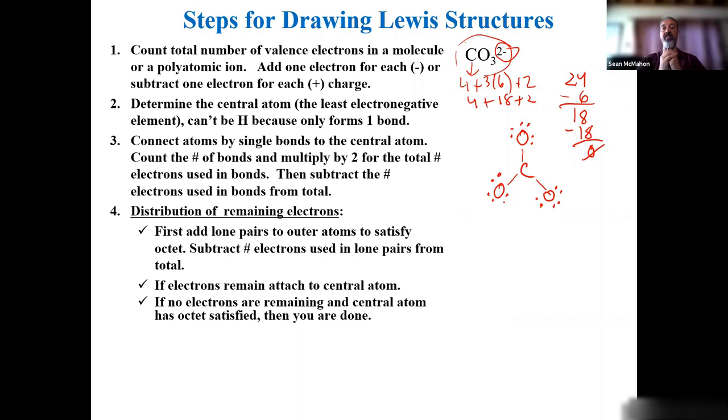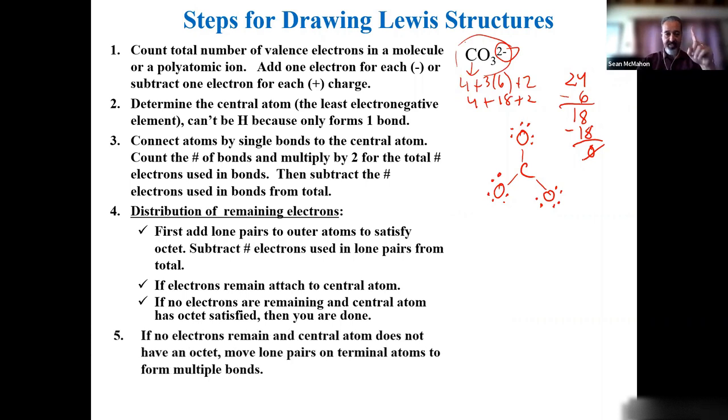If no electrons are remaining and the central atom has an octet, I'm done. Carbon does not have an octet. It only has 3 bonds, 6 electrons around it. So what do I need to do? That last step, if no electrons remain, I need to remove one of the lone pairs on the terminal atoms and form a multiple bond. So I might say, hey, I'm going to take this one and move it right here. And I end up getting a structure of carbonate that looks like this.